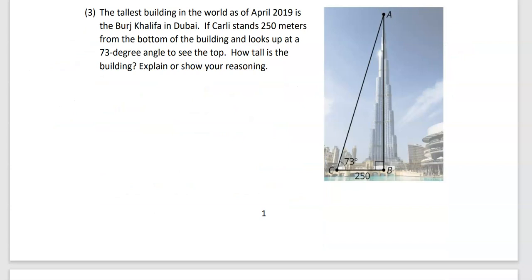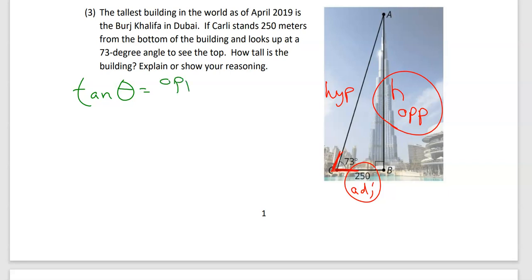So problem 3, they're asking for the height. So we're given here, if I shade 2 sides of the angle, the height would be the opposite side. The hypotenuse is AC, and then the 250 would be the adjacent side. So in this problem, we are solving again for the height using the adjacent side. This is tangent. So tangent of my angle is equal to the opposite side over the adjacent side. So I'm going to plug in the numbers. Tangent of 73 degrees is equal to h over 250.